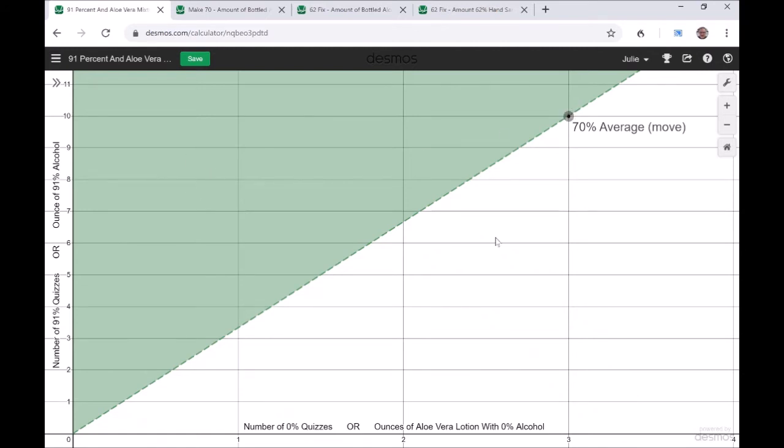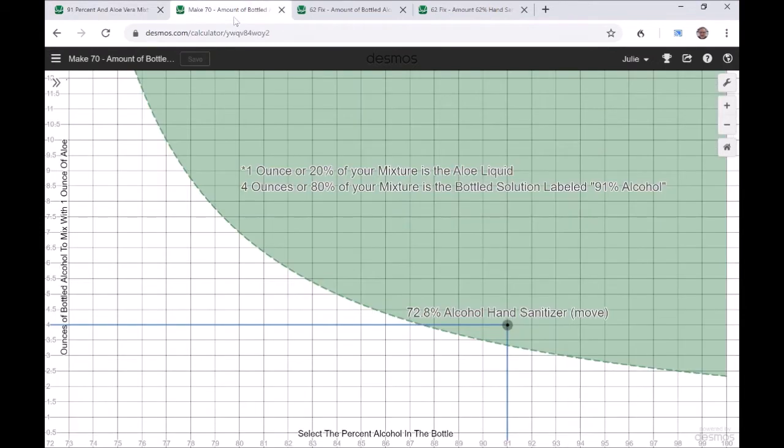Now, this was based on, we talked about using a 91% alcohol solution, but people might have different amounts of alcohol in their solution. And I made a graph that lets us work with different percentages. And I'm starting off right here. On the bottom, we're going to select the percent alcohol that's in the bottle. And so I'm starting with the 91%, just like we've been using. What we're doing here is we're going to keep 1 ounce, 1 part, it could be 1 cup again, 1 tablespoon, 1 whatever, but I'm going to stick to ounces.